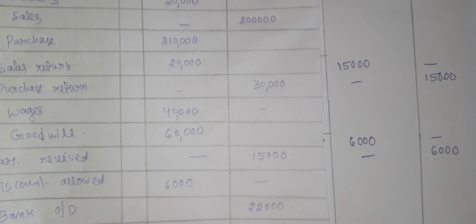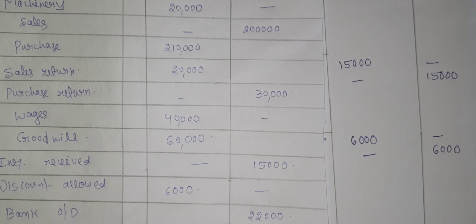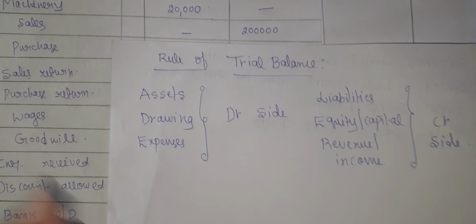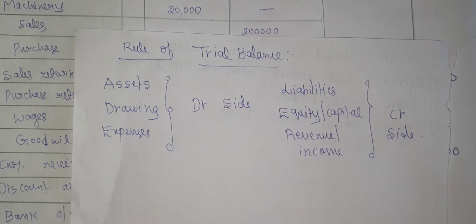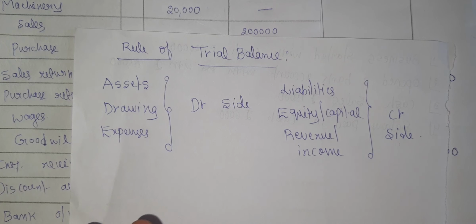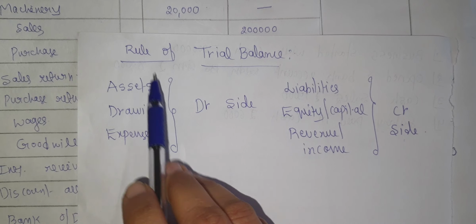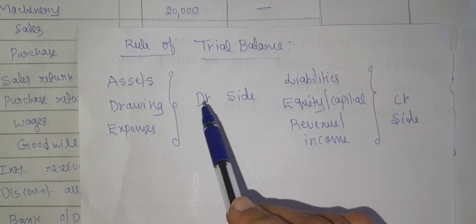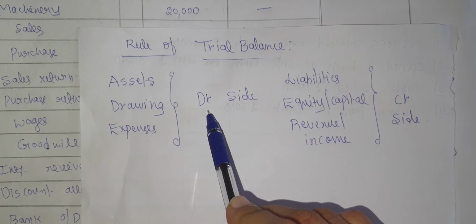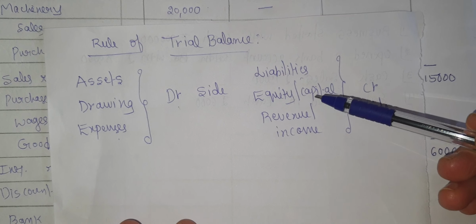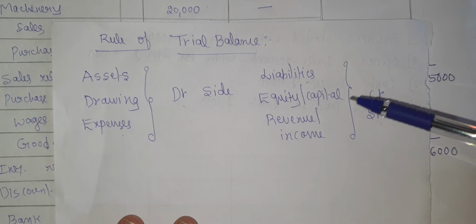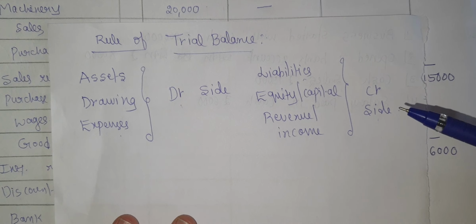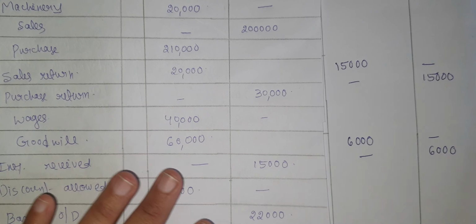In this way we prepare the trial balance under the balance method. Please write down these rules, then you can easily solve the problem and you will get full marks. Rules of trial balance: all assets, drawings and expenses come on the debit side. Liabilities, equity or capital, and revenue or income all appear on the credit side of the trial balance. I hope this problem is clear to you all.